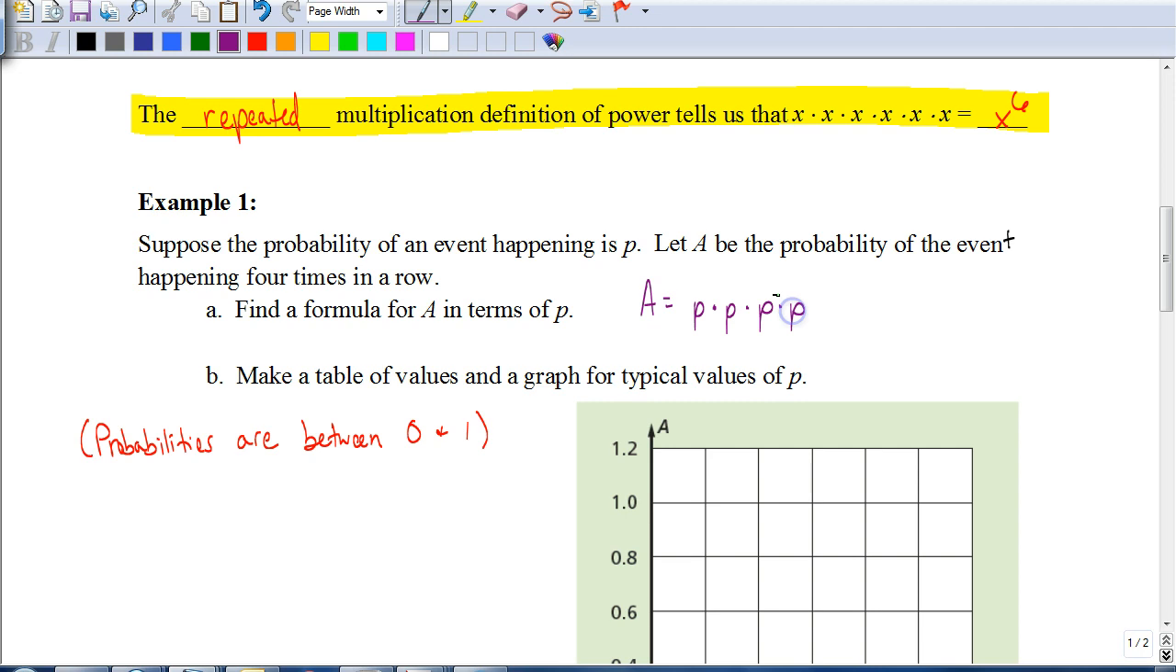this, which, using what we just talked about, the repeated multiplication definition, tells me a better way to write this would be just p to the fourth.